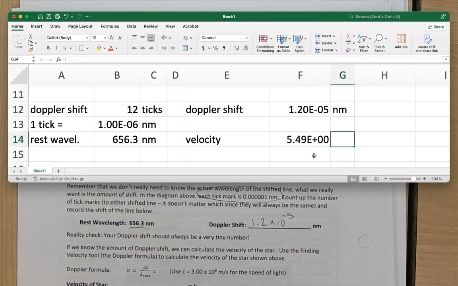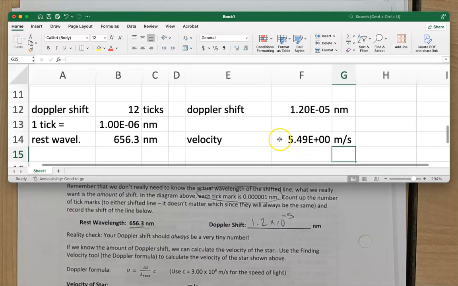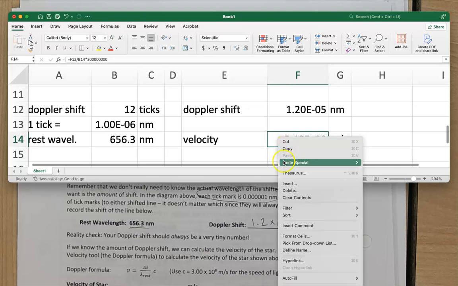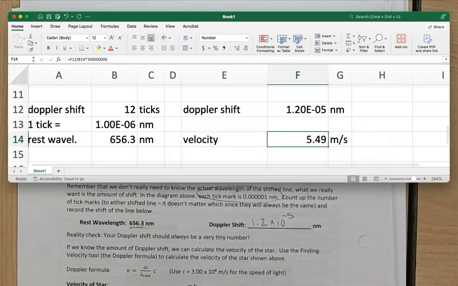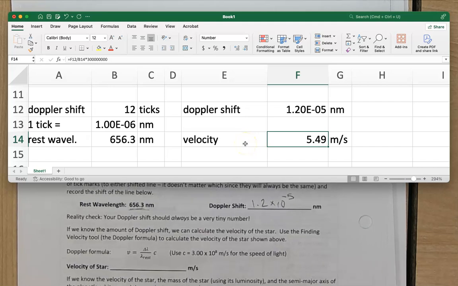Okay, the velocity of that star is 5.49 e plus 0. The e plus 0 doesn't mean anything in this case, so I'm just going to have it give me that. Go format cells, just give it to me as a number. 5 is a whole lot easier than 5 times 10 to the 0. Okay. And it needs to be in meters. Why is the velocity in meters per second? Because we use the speed of light in meters per second.